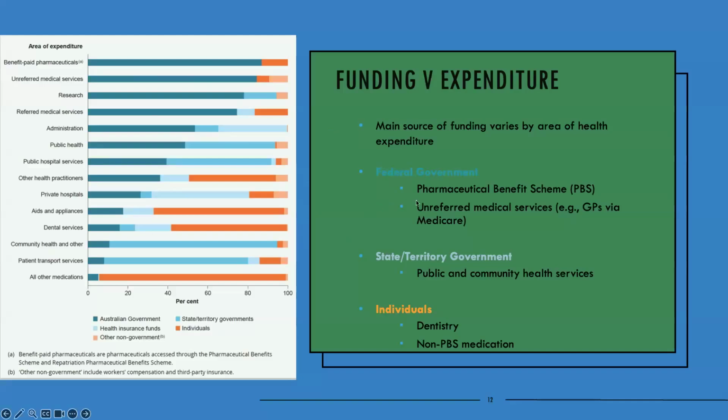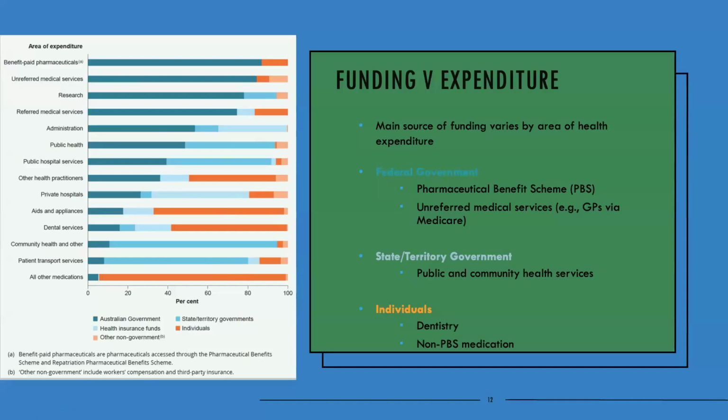You'll see that for some areas of expenditure, the federal government does a lot, when it comes to things like the Pharmaceutical Benefits Scheme, the PBS, or referred medical services, Medicare and all those. The federal government tends to play a bigger role there. And I'm not expecting you again to get all the percentages right, but just to have an idea of who spends what on which specific issues.